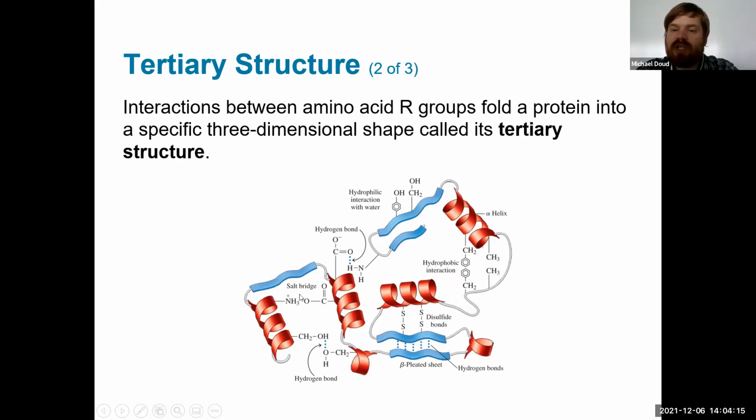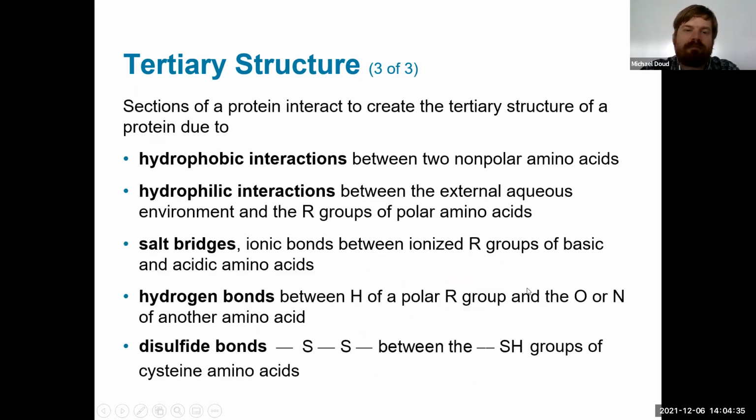Something called a salt bridge can form. That's where an ammonium side chain, so the amine side chain here, forms an ionic attraction to a carboxylate on another side chain. Hydrogen bonds can also form. Hydrophilic attractions can also occur. And then finally, disulfide linkages are also tertiary structure. So these are the 5 types of tertiary structure that can exist.